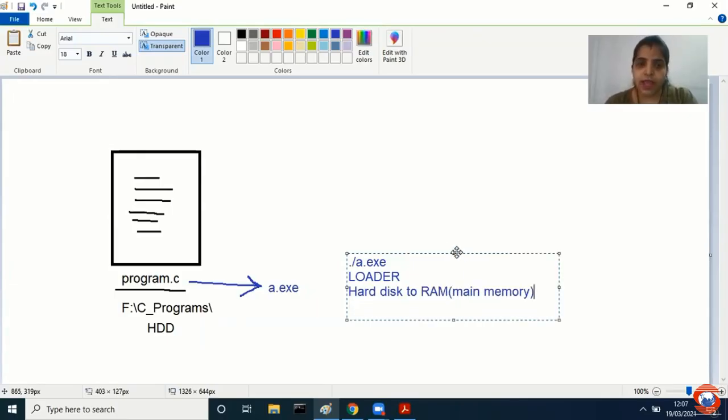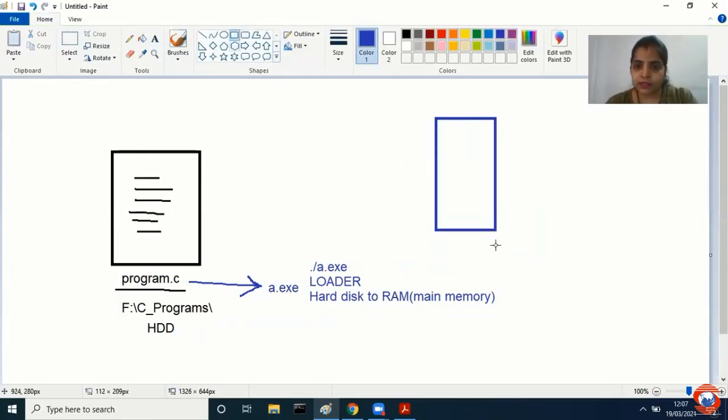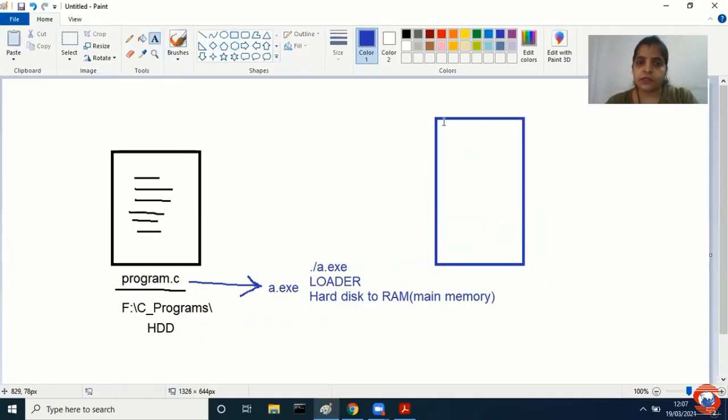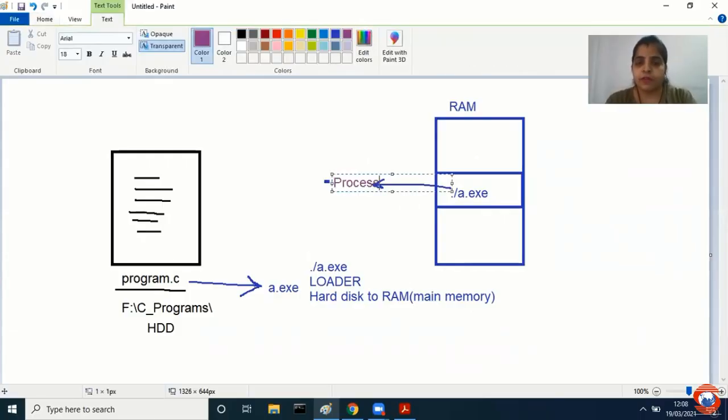So this is my hard disk, and in my main memory, let us say this is my RAM, which has some specific size based on your machine requirement. Now what will happen? This a.exe will get loaded into some memory area, maybe over here, and here my a.exe program is loaded. When I say the program is available in the main memory, at this stage I will give this program a name called process, because it is in execution mode. Any program which is in execution mode is called a process.